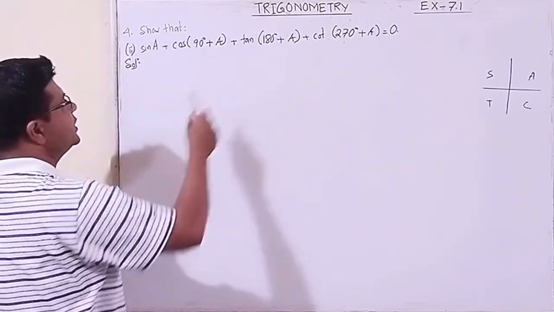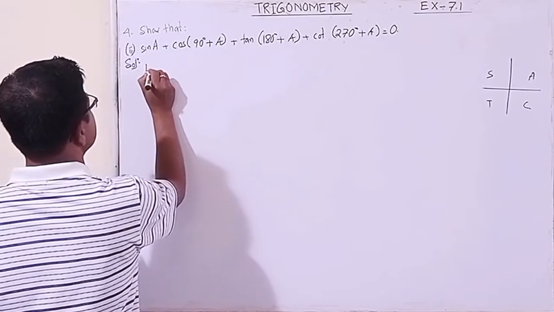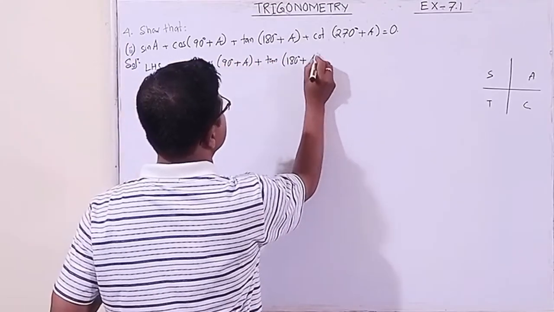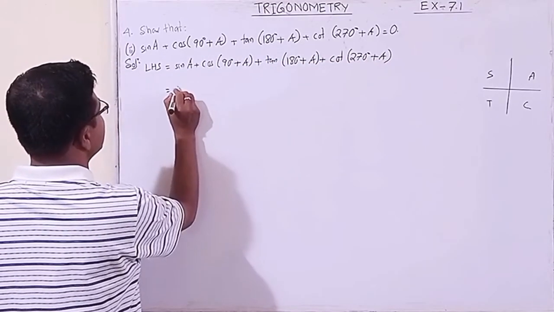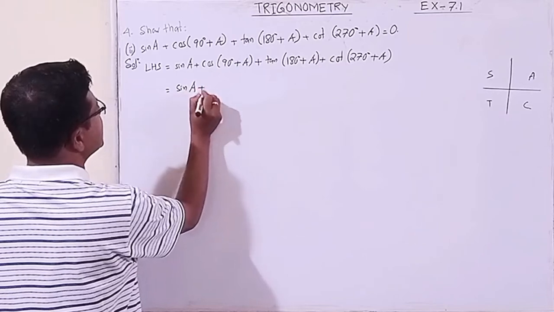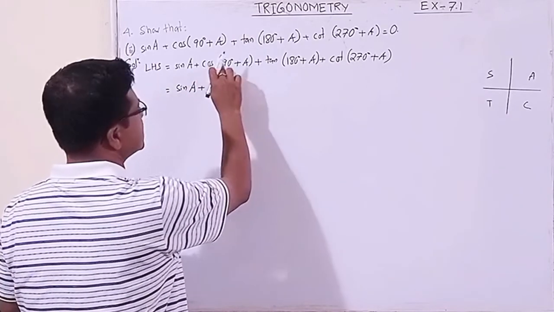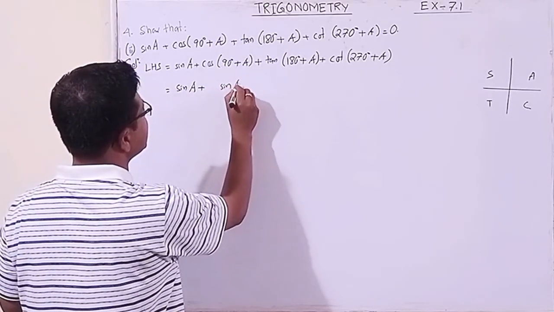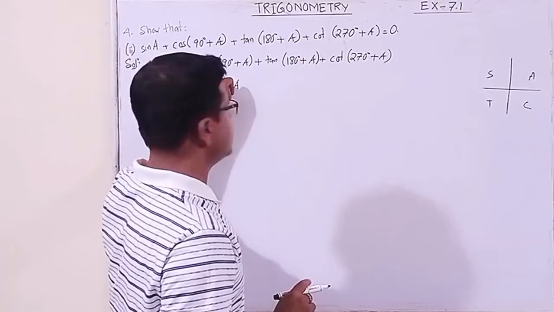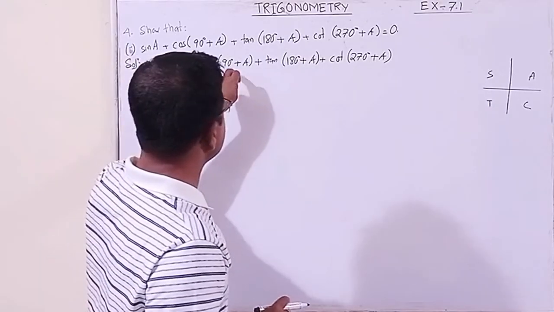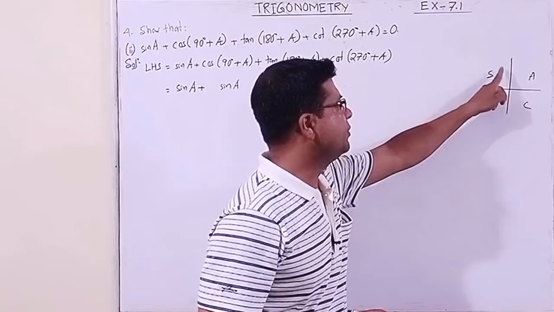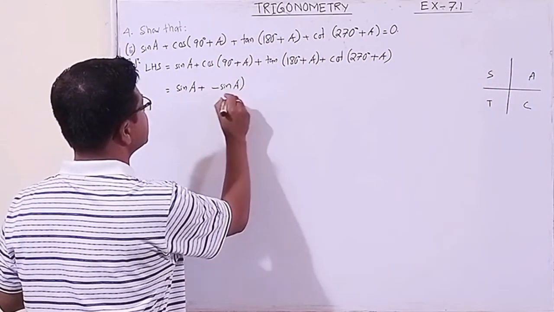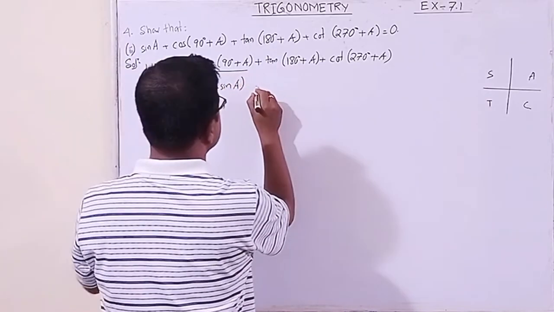Now dear student, in number 2 we have got this. We have to prove this is equal to 0. So let us write the left hand side. sin A plus... You see, sin A will remain as sin A. Cos, it is an odd multiple of 90. This is 1 into 90, so cos is converted to sin A. Now about the sign. This cos(90° + A) is in the second quadrant. In the second quadrant, cos is negative. So minus sin A. This is done.